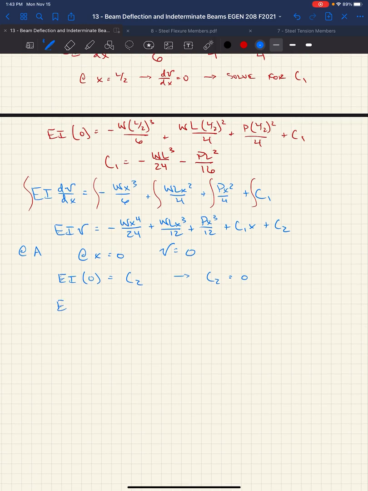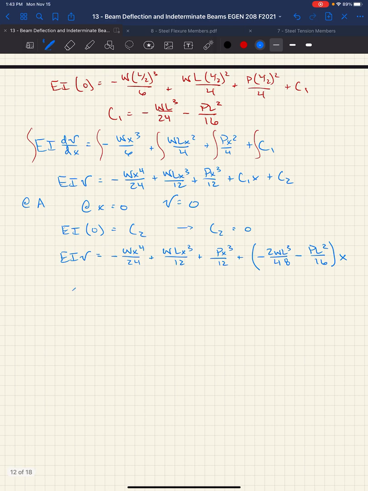So now our equation becomes negative Wx to the 4th over 24 plus WLX cubed over 12 plus PX cubed over 12 plus, well, now we need our C1 term. C1 is 2WL cubed over 48. It'll make sense why I brought the 2 over 48 back. PL squared over 16 times x.